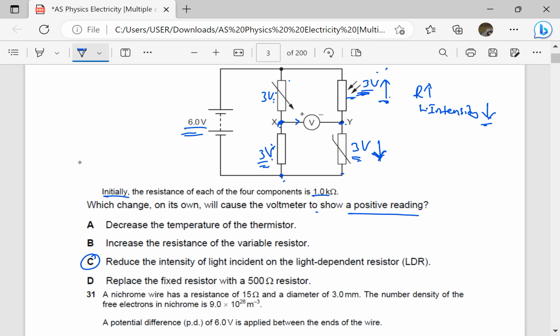Reduce the intensity of light on the LDR. This is going to increase the resistance of the LDR, which is going to increase the PD across the LDR, which means the PD across the thermistor is going to decrease. Therefore, the difference in these 2 points is going to be positive. When you decrease the temperature of the thermistor, what does that do? Decreasing the temperature of the thermistor instead increases resistance, which means the PD across Y is supposed to be above 3. So it will give us a negative value because this is fixed. So we have instead to decrease the light intensity.